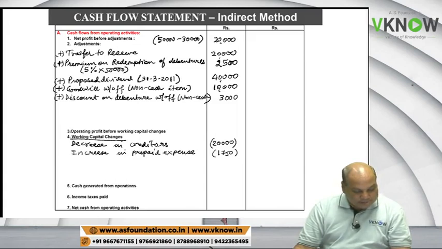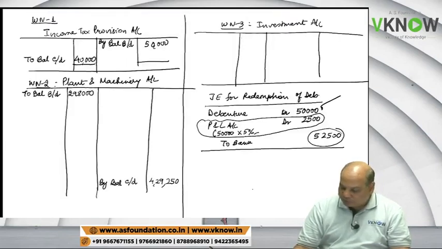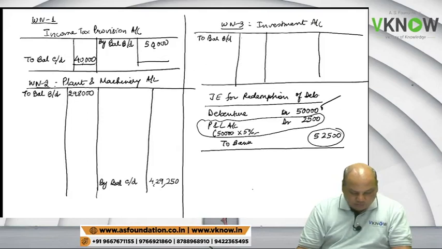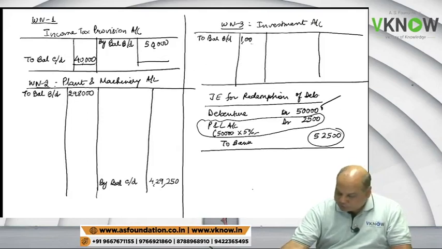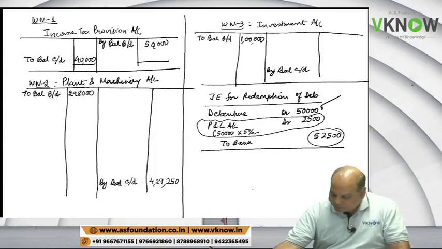Next point is what? Investment. Fifth item is investment, working note 3. Working note 3, debit side, opening balance. To balance brought down is 1 lakh. 1 lakh is opening balance, and by balance carried down is 60,000. So up to this any query?